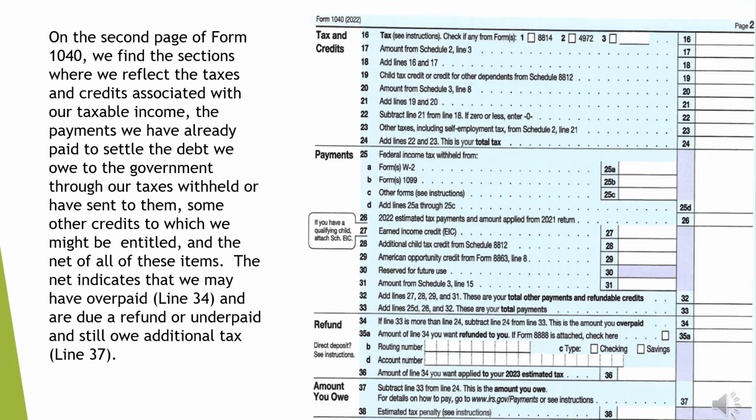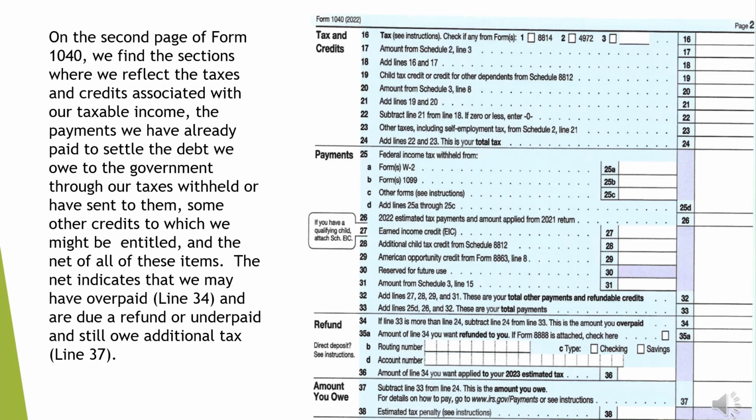Now on page 2 of Form 1040, we find the sections where we calculate our taxes, and those could be from the tax tables if your taxable income is below $100,000, or the tax schedules if your taxable income is greater than $100,000. Once you calculate all of those, you have to add in some other items as listed here, and you come down to your total tax due.